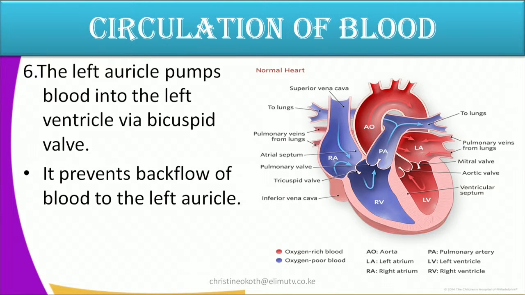So the blood has been pumped from the lungs to the left auricle. So when this left auricle is filled up, it pumps the blood into the left ventricle via bicuspid valve. So there is bicuspid valve on the left side of the heart, and there is tricuspid valve on the right side of the heart. And this one, it prevents the backflow of blood to the left auricle.